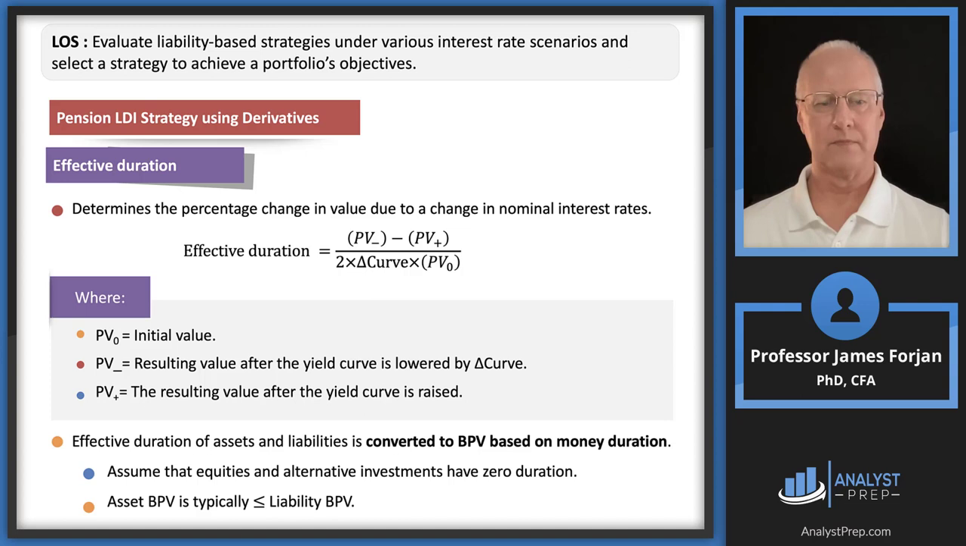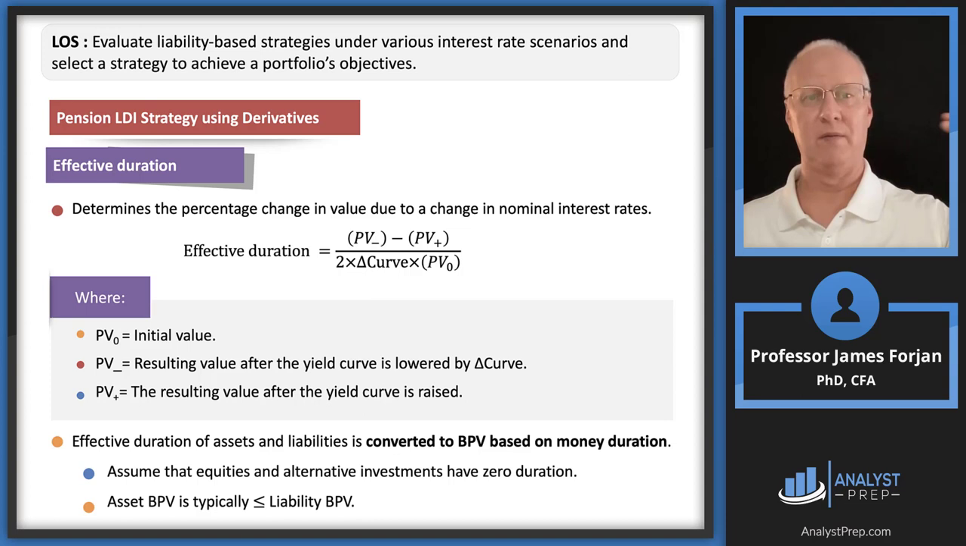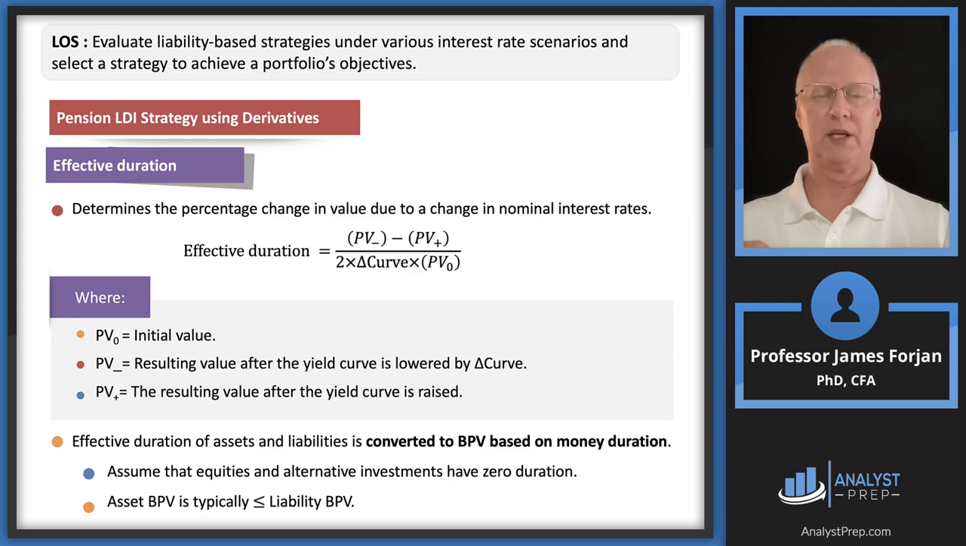Now, of course, what we're going to do is take that effective duration of the assets and the liabilities. Now, remember, that effective duration is going to be in essentially number of years, weighted average time to maturity. Remember, in part 1, we did the Macaulay and then we did the modified duration. And then what we can do is convert it to a dollar duration or a money duration. And that's what the reading calls a basis point value.